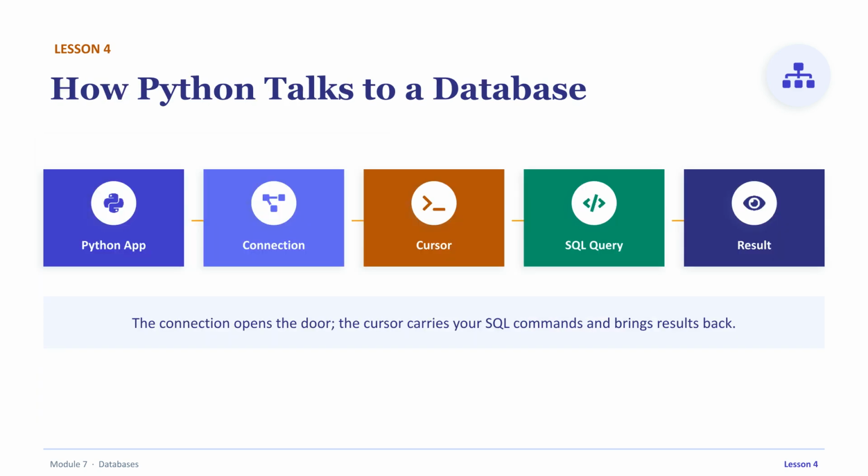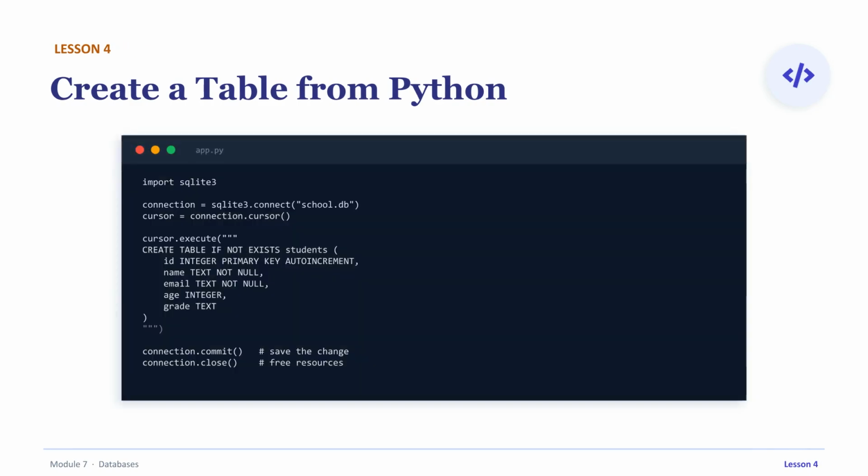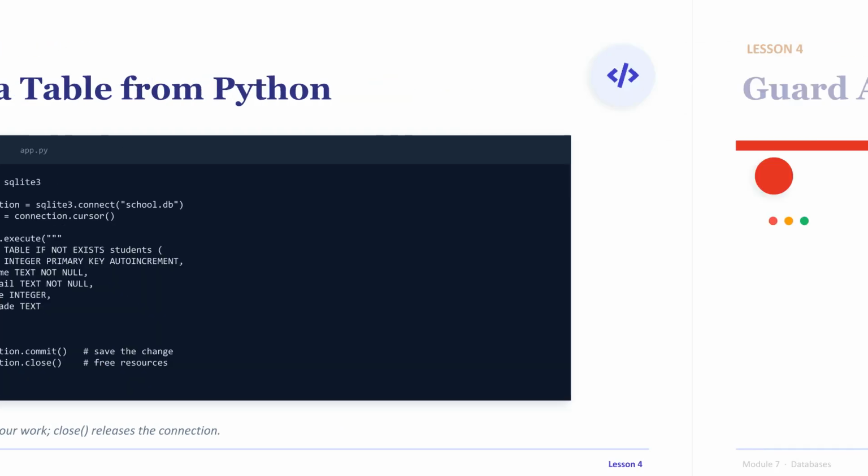Think of it this way: your Python application needs to open a door to the database. The connection acts as that door, while the cursor is the messenger that carries your SQL commands to the database and brings back the results. To work with a database in Python, you'll import SQLite 3, create a connection, and retrieve a cursor. Once you execute your SQL command, remember to call connection.commit to save your changes, and connection.close to free up system resources. It's a standard and safe workflow.